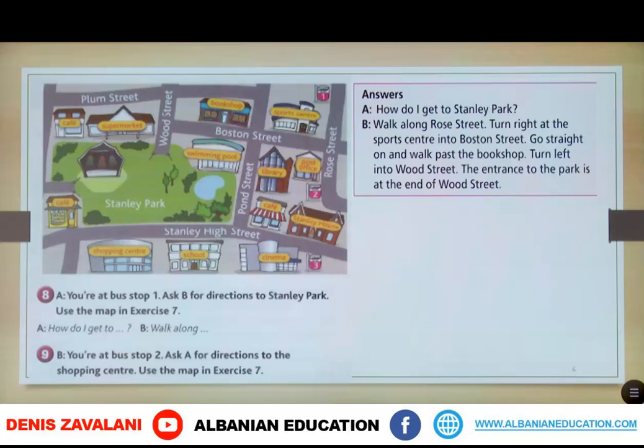Now you're going to try again, but now from the bus stop 2, try to write directions from bus stop 2 to the shopping center. I'll give you some time.